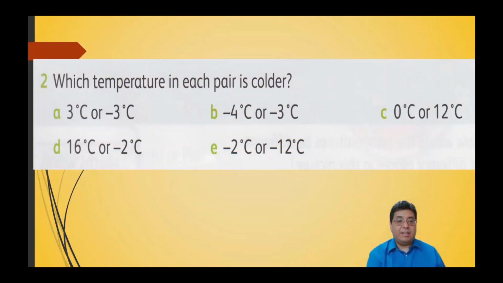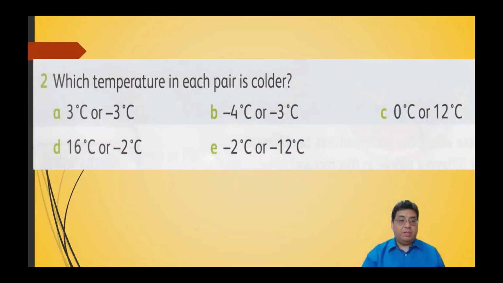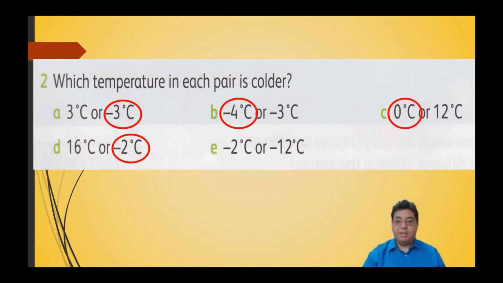And here, I'm just asking you which temperature in each pair is colder. Now the pair is the two temperatures shown for A, B, C, D, and E. Okay, so for the letter A, we're going to show that the colder one is -3 degrees Celsius. The colder temperature for letter B will be -4 degrees Celsius. The temperature for letter C will be 0 degrees Celsius. The temperature for letter D will be -2 degrees Celsius, and the temperature for letter E will also be -12 degrees Celsius.